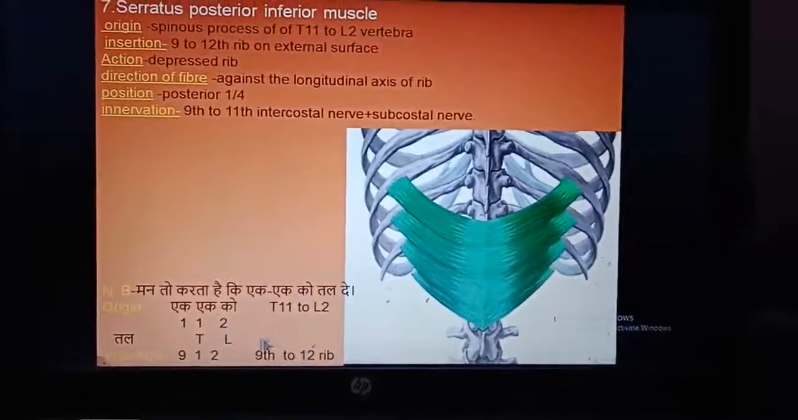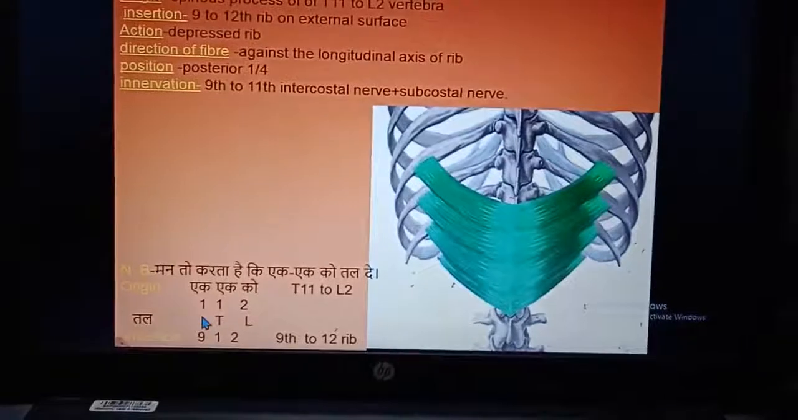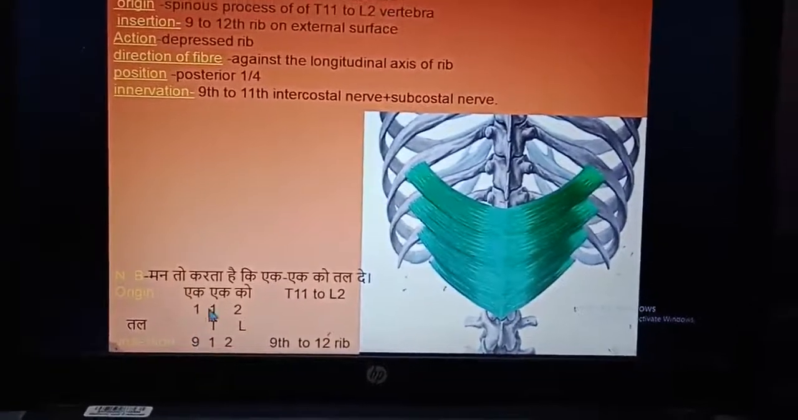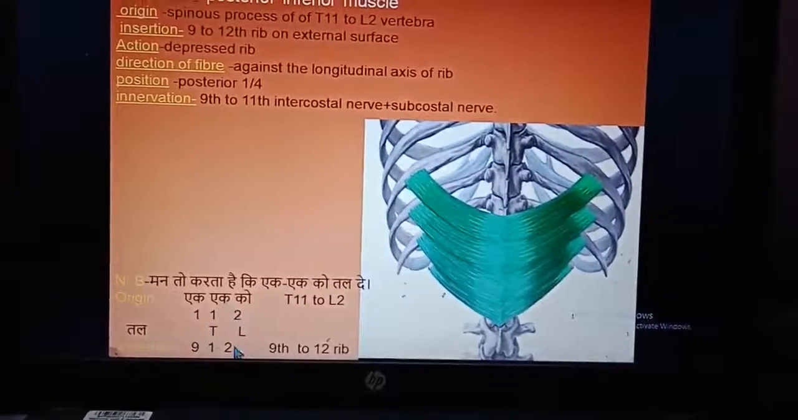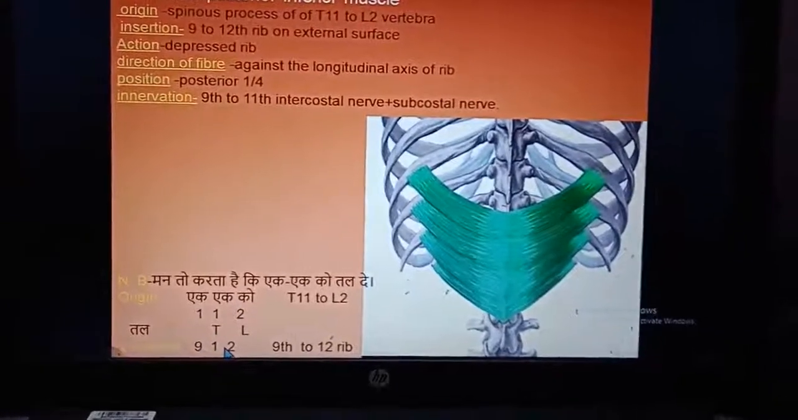And it is very much similar. One is very much similar to 9 and 1 remains same and 2 remains same. So going to the 9 to 12th rib.